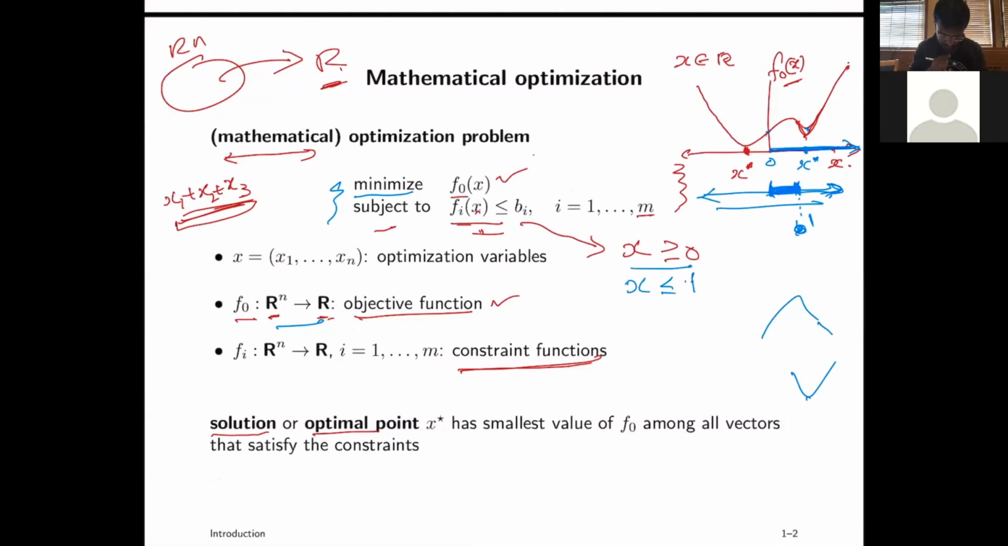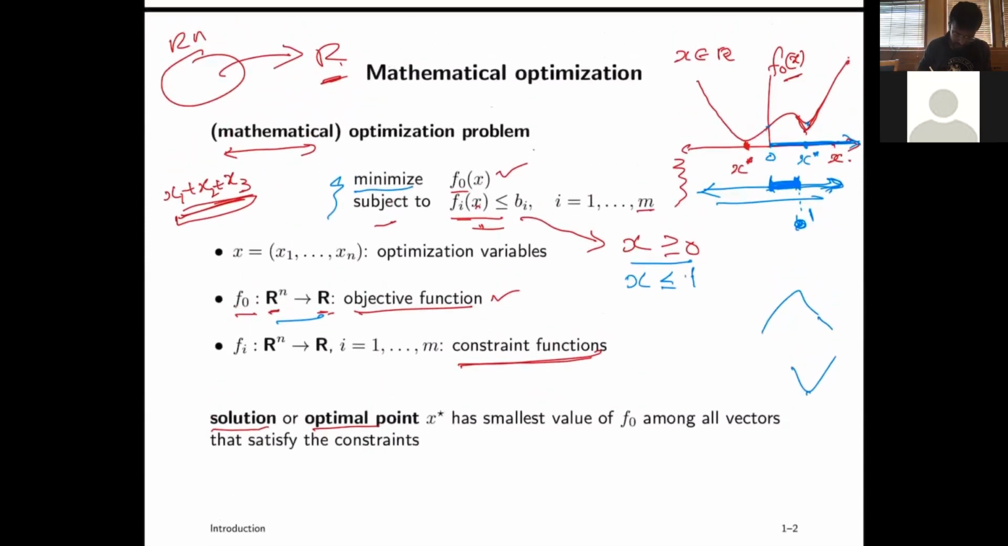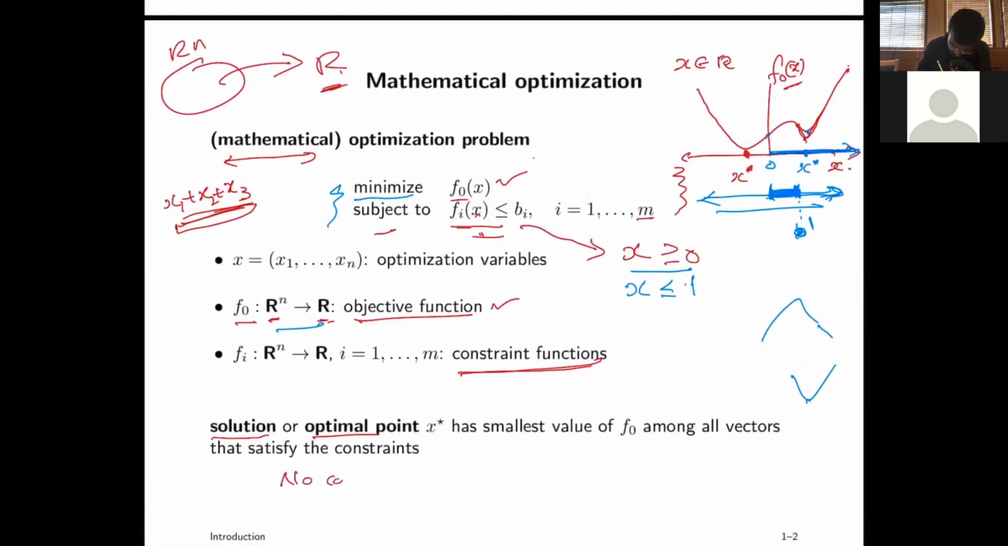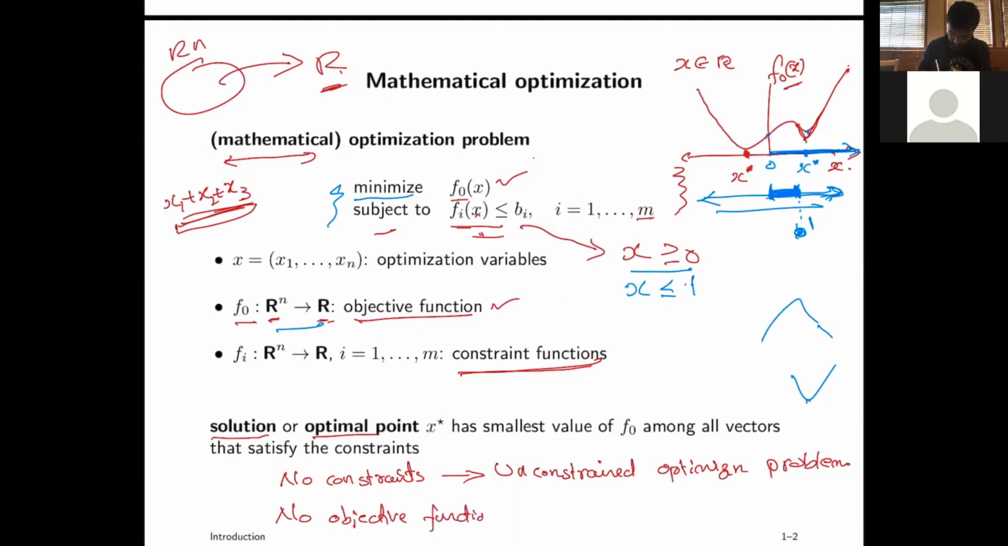Also, I forgot to tell you, here you have minimize this problem, and let's say you don't have the constraint, no constraint, then it's called an unconstrained optimization problem. Okay. Now let's say you don't have an objective function, only constraints. Then it's called a feasibility problem.